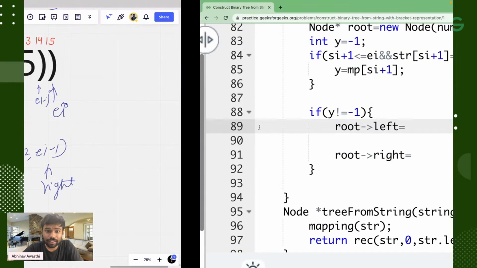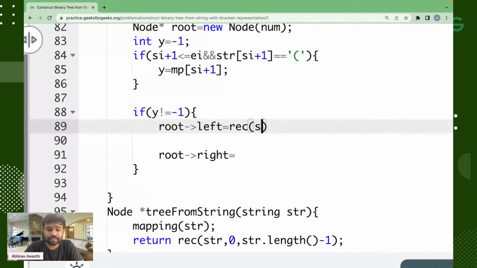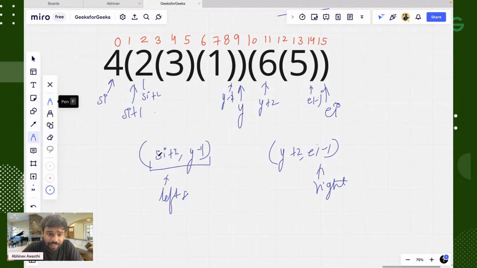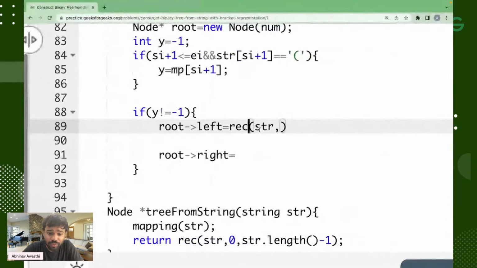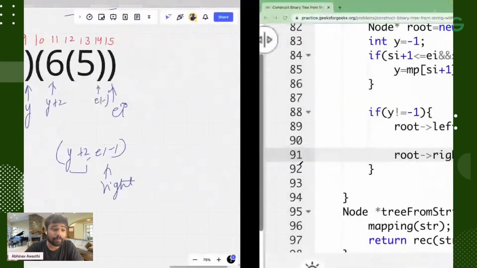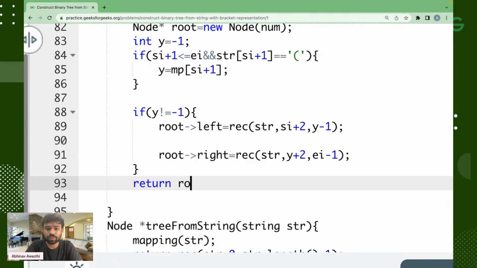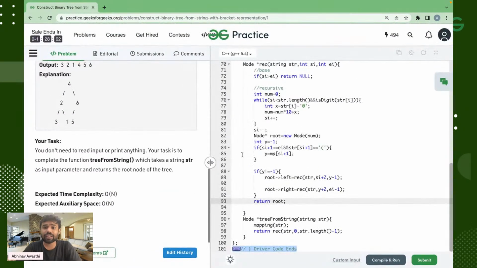What's the root left? It will be the tree between this, so the recursion string will be as it is: SI plus 2 comma Y minus 1. Similarly here, as I told you, Y plus 2 comma EI minus 1. And at the last, we will return the root. And whenever we have reached the end case, we will return null.